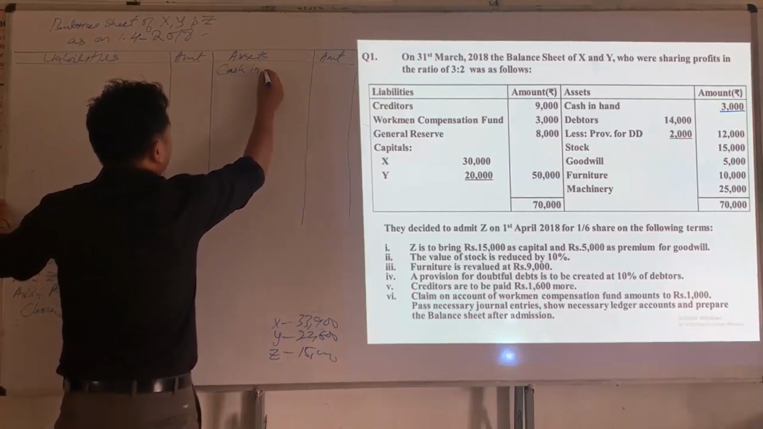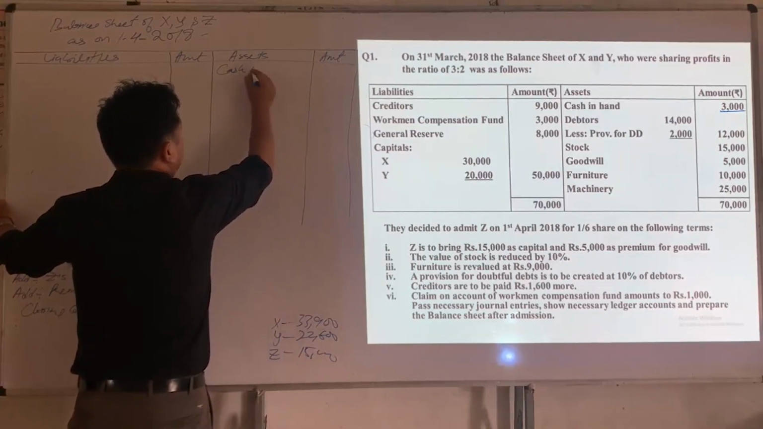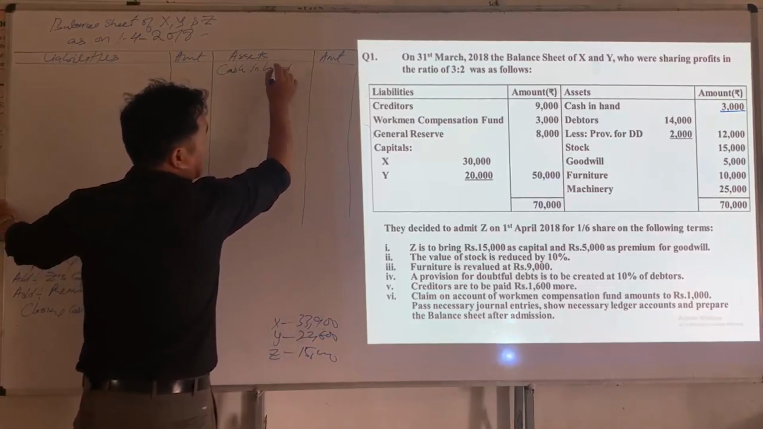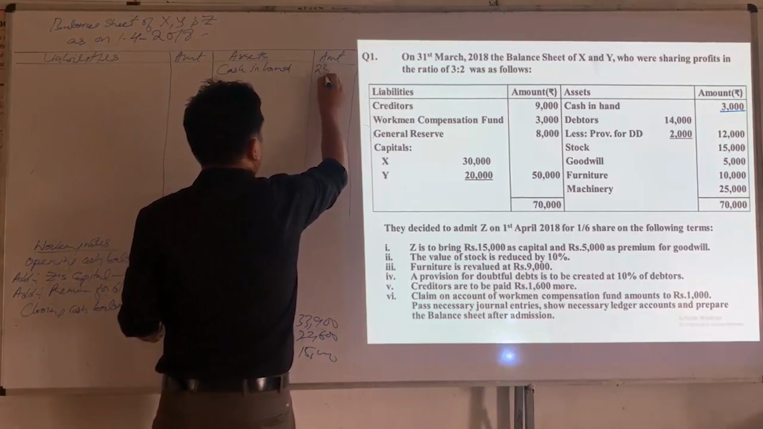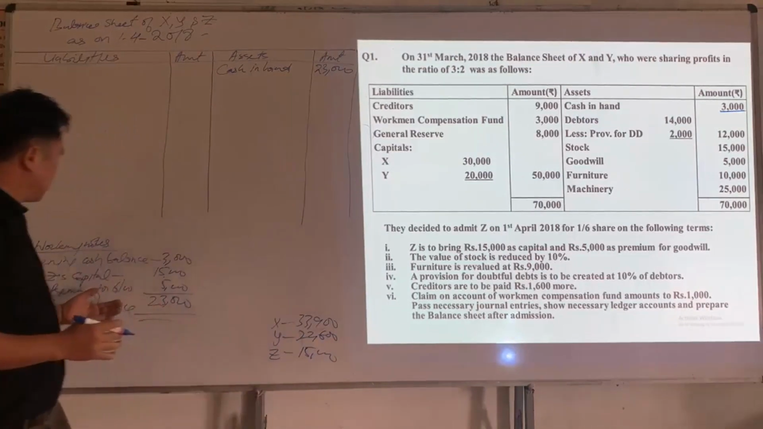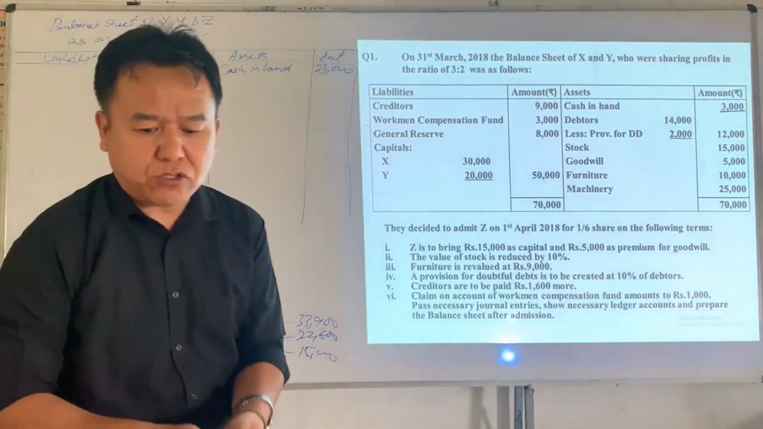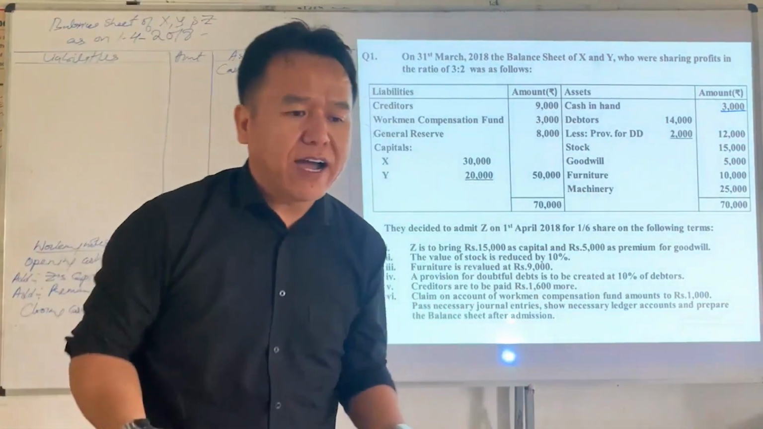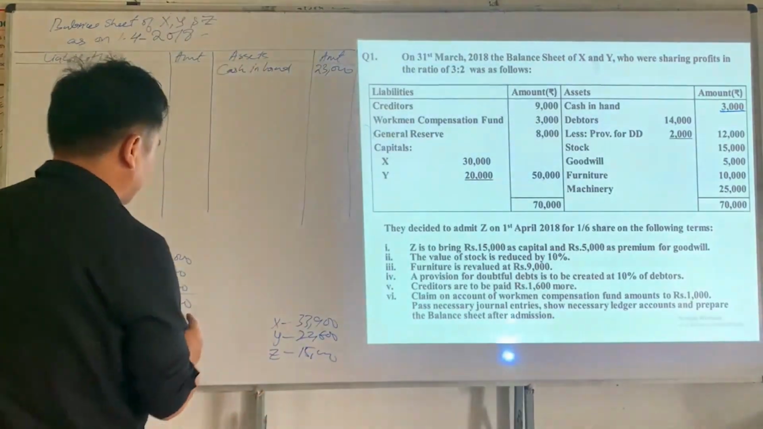Which will be shown here on the asset side. Cash in hand, closing cash balance is rupees 23,000. Or we can open a cash account. Also, in order to find the closing cash balance, we can open a cash account.